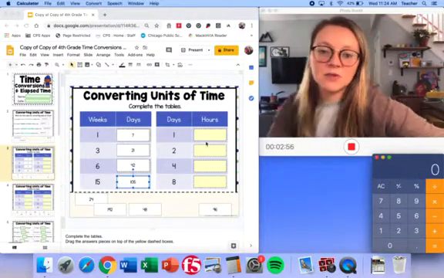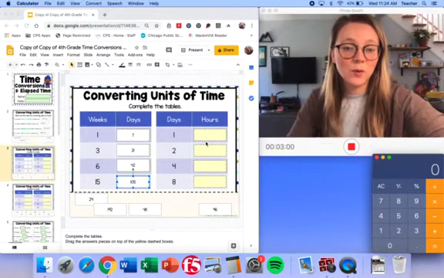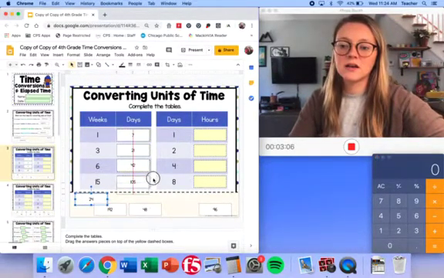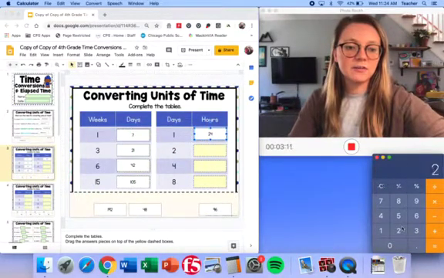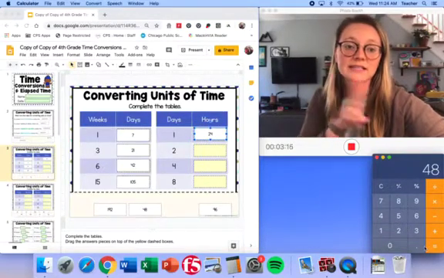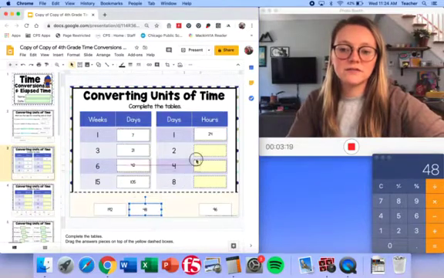Let's do the same thing with days. How many hours are in 1 day? 24. So I'm going to multiply the number of days times 24. Well, 1 times 24 is just going to be 24. I'm going to use my calculator, and I'm going to do 2 times 24 because I have 2 days and each of those days has 24 hours. So 2 days is equivalent to 48 hours.